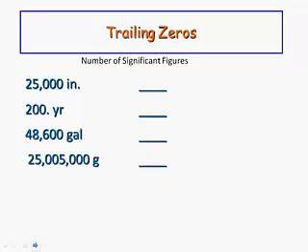All right, so let's look at these examples. Here we have 25,000 inches. Again, these zeros right here, these are all placeholders. So 25,000 inches has two significant figures.